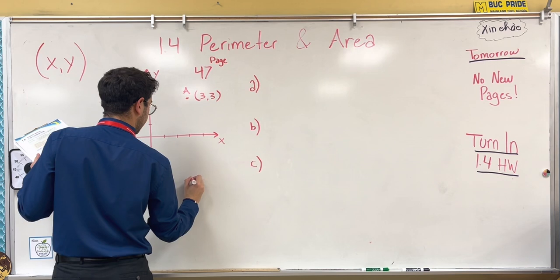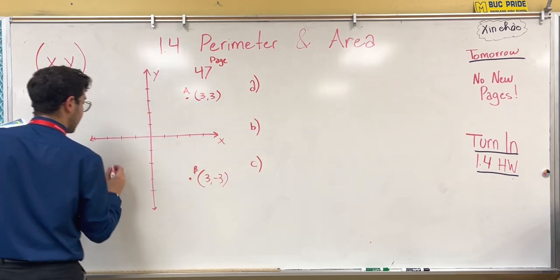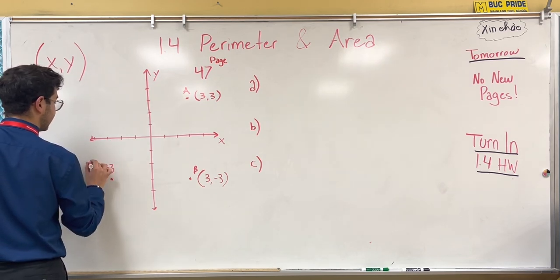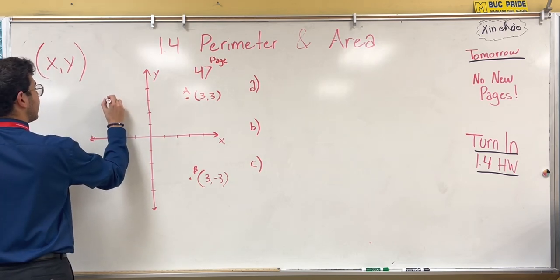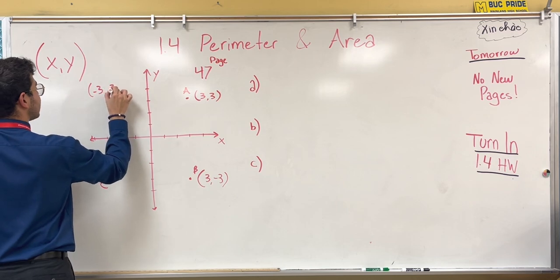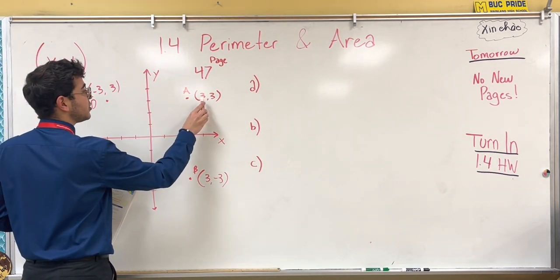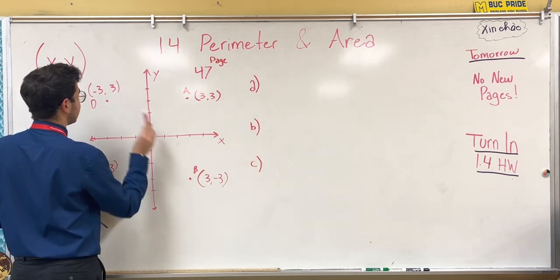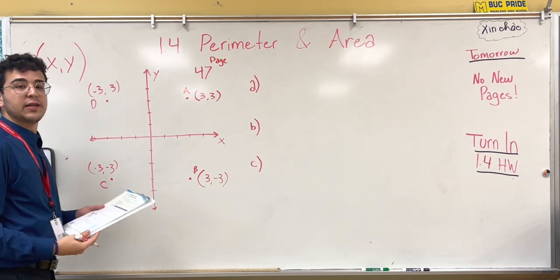Then I have 3, -3 is gonna be point B. Then I have -3 is going to be point C, and finally I have -3, +3 is going to be D. So notice before we move on that this quadrant is both positive, this quadrant is both negative, and this one is only one negative depending on the y in this quadrant and the x in this quadrant.